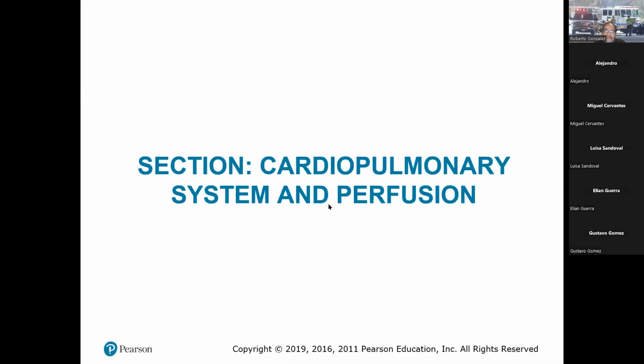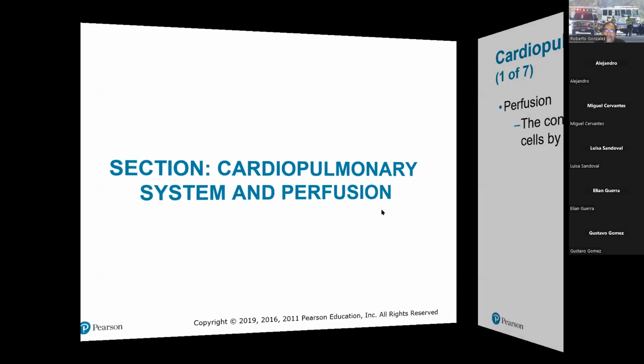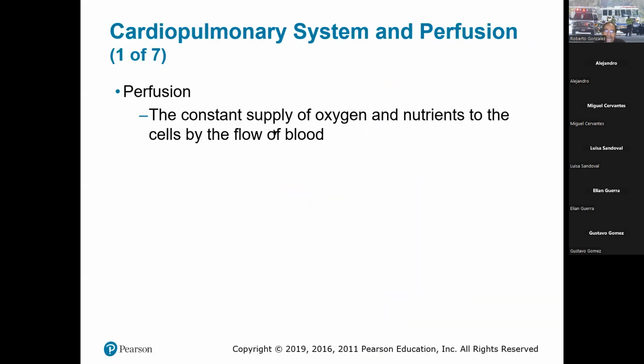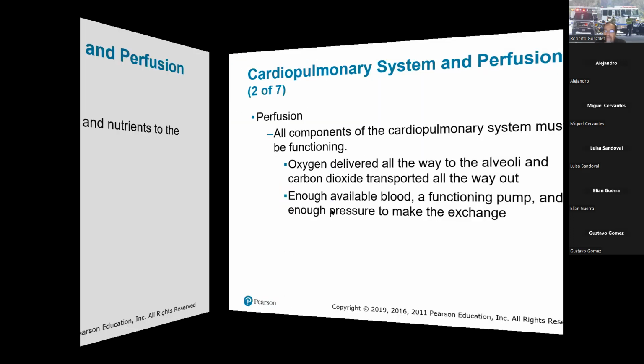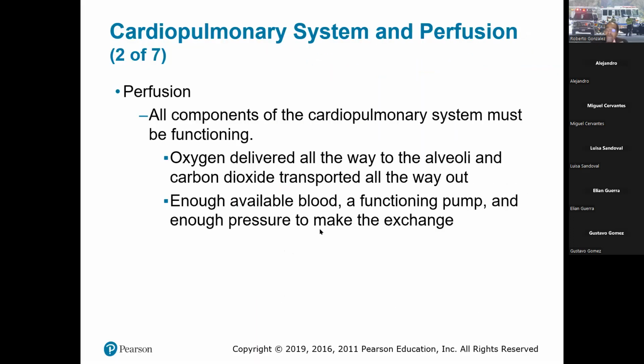The cardiopulmonary system and perfusion. Perfusion is the constant supply of oxygen and nutrients to the cells by the flow of blood. And remember, for the flow of blood, you have to have your heart, your blood vessels, and your fluid, which is your blood. For perfusion, all components of the cardiopulmonary system must actually be functioning.